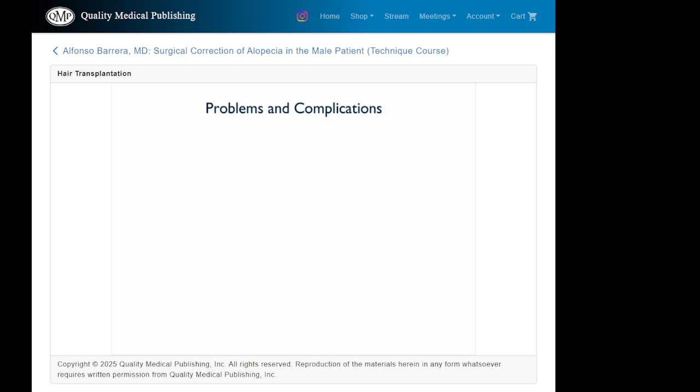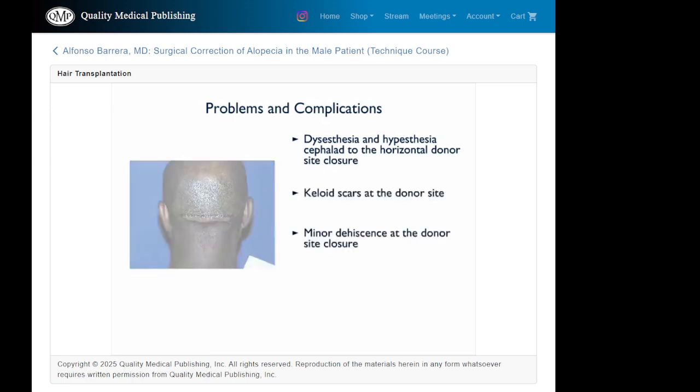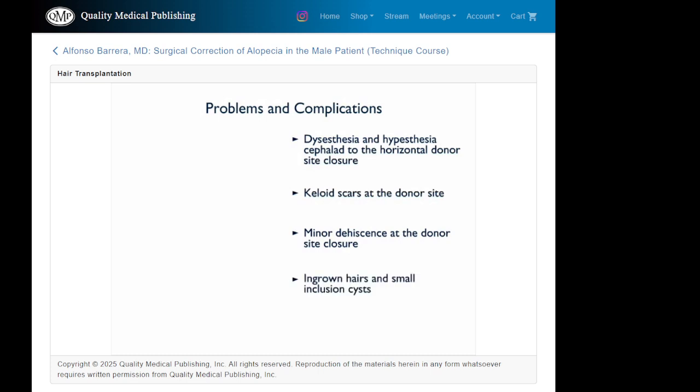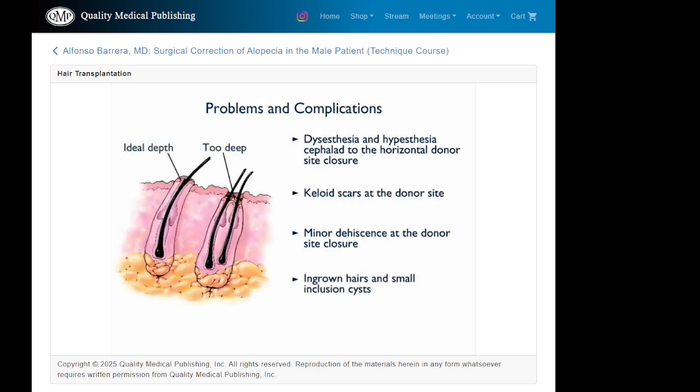Problems and complications specific to hair grafting include dysesthesia and hypesthesia cephalad to the horizontal donor site closure. This usually resolves within a few weeks to a few months. Keloid scars at the donor site. Minor dehiscence at the donor site closure. Ingrown hairs and small inclusion cysts, which can be prevented by leaving the epidermis of the grafts slightly superficial to the epidermis of the recipient's scalp. This technique also prevents small diameter pitting.